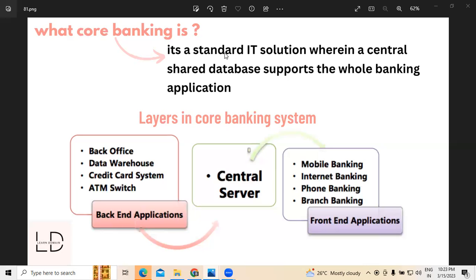At the same time, there are the card systems banks and financial institutions use, either debit or credit cards, and the ATM switch. So all of these are the layers in a core banking system. To understand core banking in terms of layers, it is divided into three parts: front-end applications, the central server, followed by back-end applications.